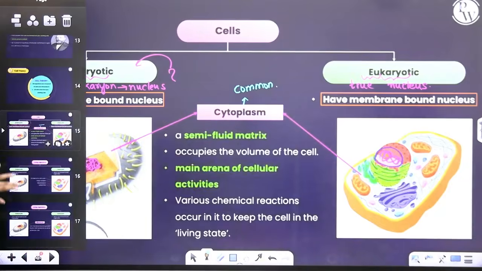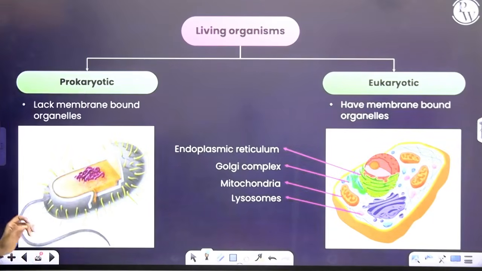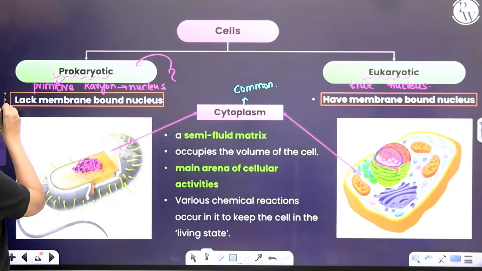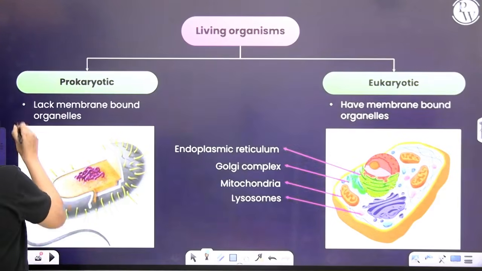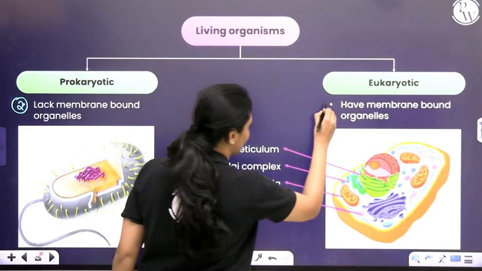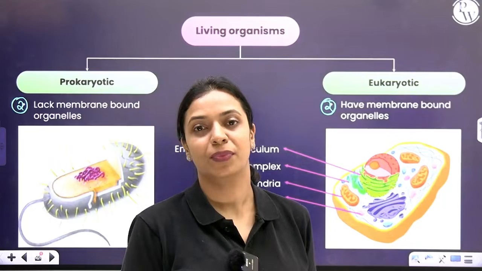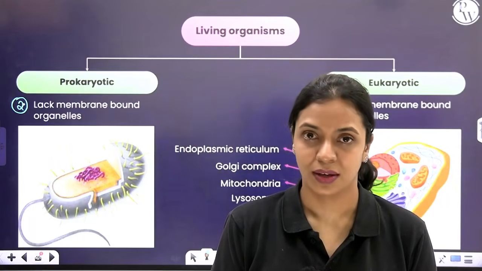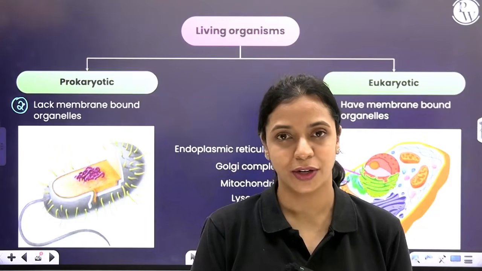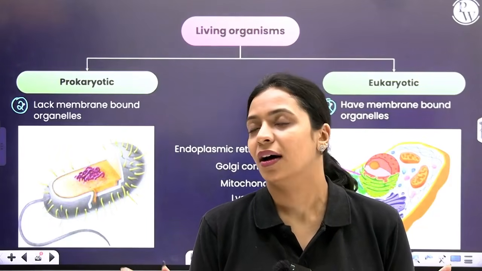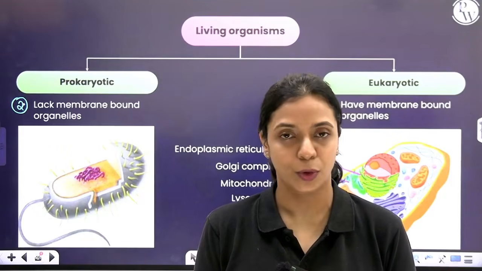Okay, now another difference, the second difference. This was the first primary difference. The second difference is, prokaryotes don't have a membrane-bound nucleus and they don't have membrane-bound organelles also. Membrane-bound organelles like endoplasmic reticulum, Golgi apparatus, mitochondria, chloroplast, lysosomes, none of these membrane-bound organelles are present in prokaryotes.